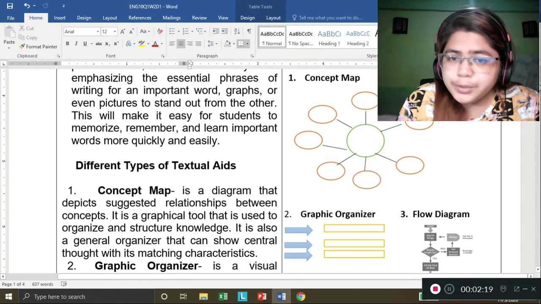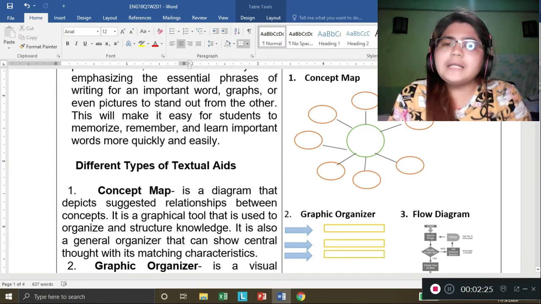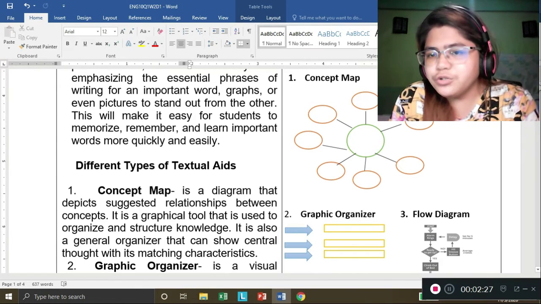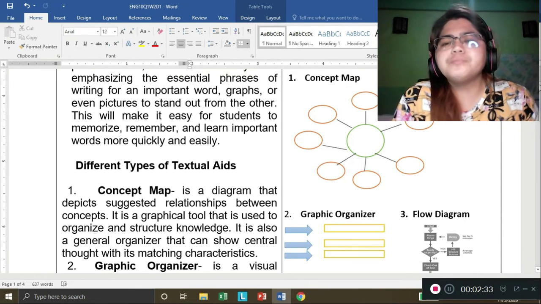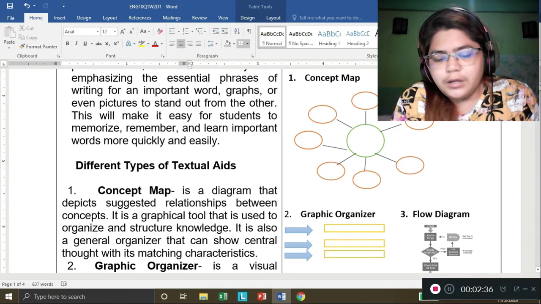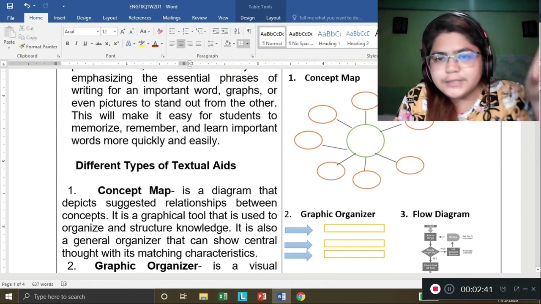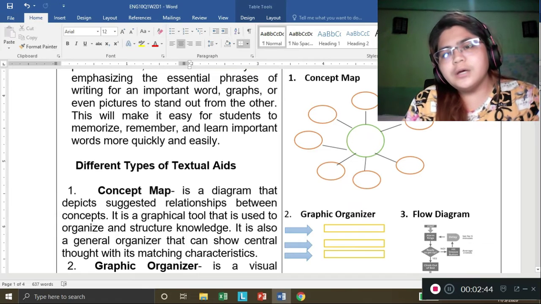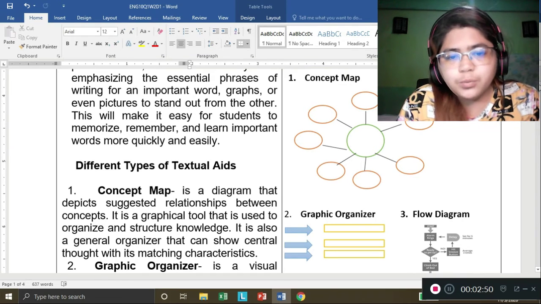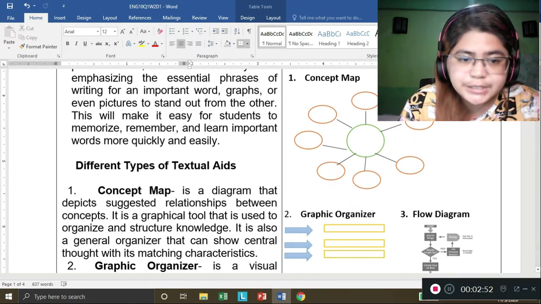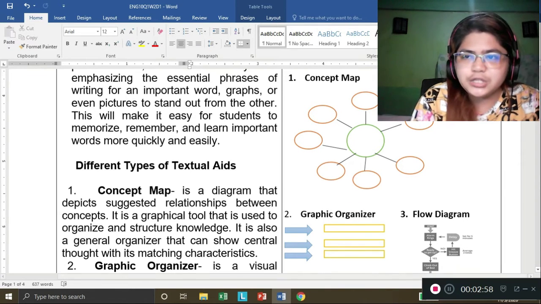I could still remember when I conducted demo teaching to my class, one of the motivations was to come up with a concept map, for example, on the idea about nature. So that is your central idea. Those small circles surrounding the main idea are the associated words or the related words for you to come up with, organize, or even structure knowledge.